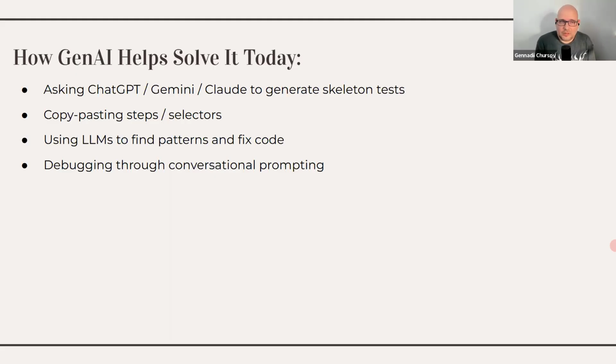And how do you do that next? You copy-paste the result, put it into your framework, into your code base, and try to run it. If it failed, you copy-paste it back to ChatGPT or Gemini with the error and ask how to fix that. So that's usually how we do that. And LLMs try to find patterns, fix code, and return results to you. You repeat, debug, using that conversational prompting. And after some time, you probably will have a working solution.